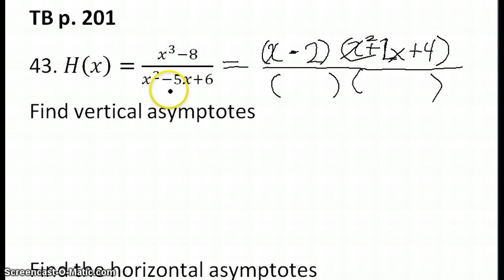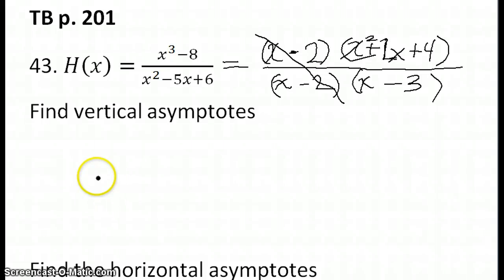And now we need to factor the bottom. And this one is just reverse FOIL. So you know the two things you multiply together to get x squared are x times x. The two things you multiply together to get a positive 6 and that also add to give you a negative 5 are negative 2 and negative 3. The reason why we want to factor this first is because you'll notice that these two values cancel and we end up with the numerator.